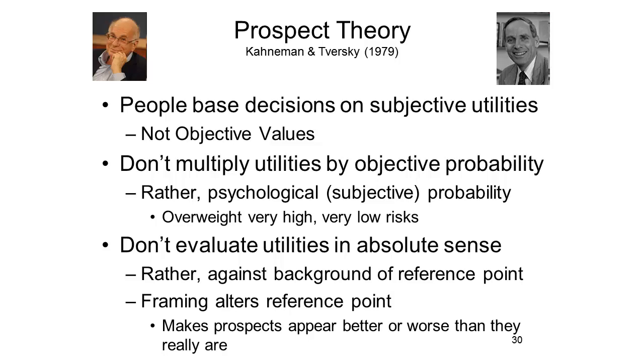Furthermore, in calculating the utility of a choice, people do not simply multiply utilities by the objective probability attached to them. Rather, they employ a psychological concept of probability, which tends to overweight very high and very low probabilities. Thus, probable but not certain gains look better, and probable but not certain losses look worse than they really are. And this is especially true for very high and very low risks.